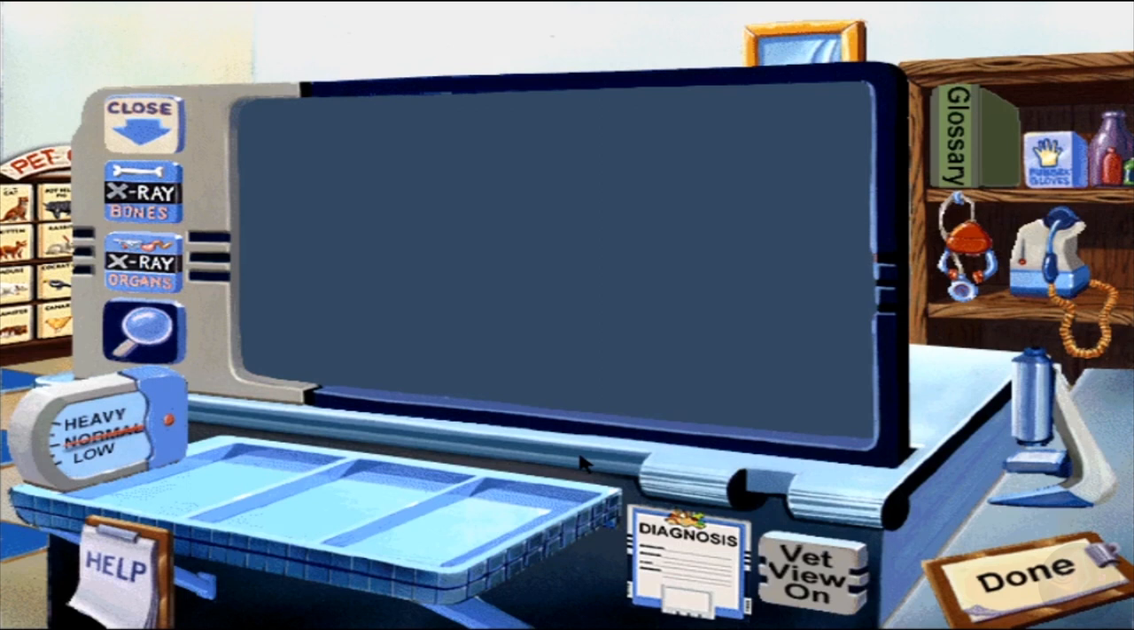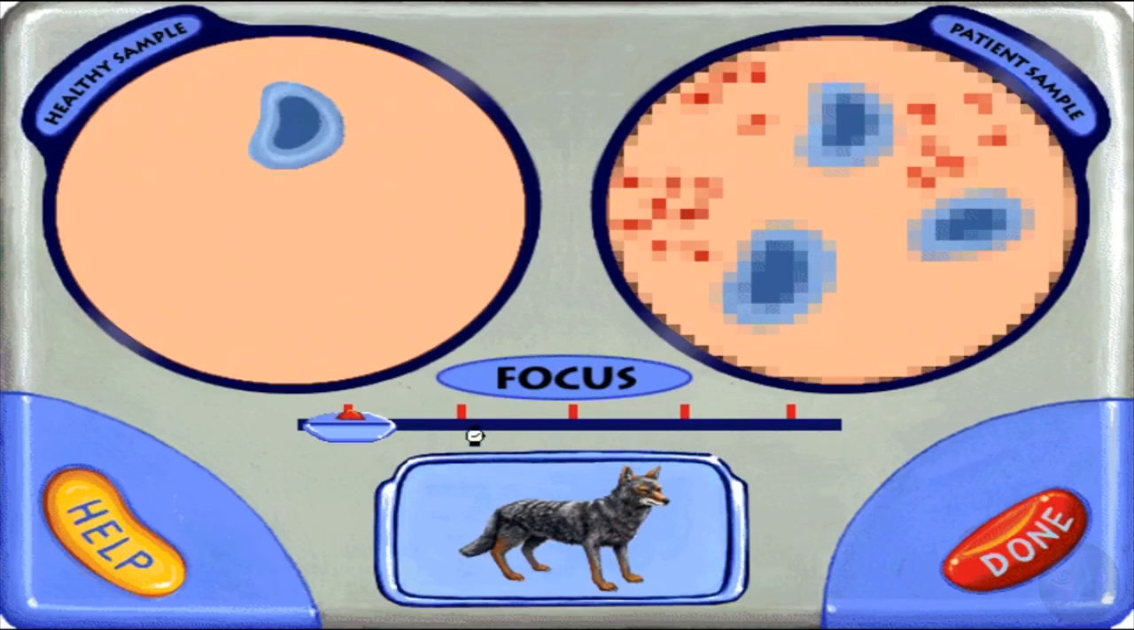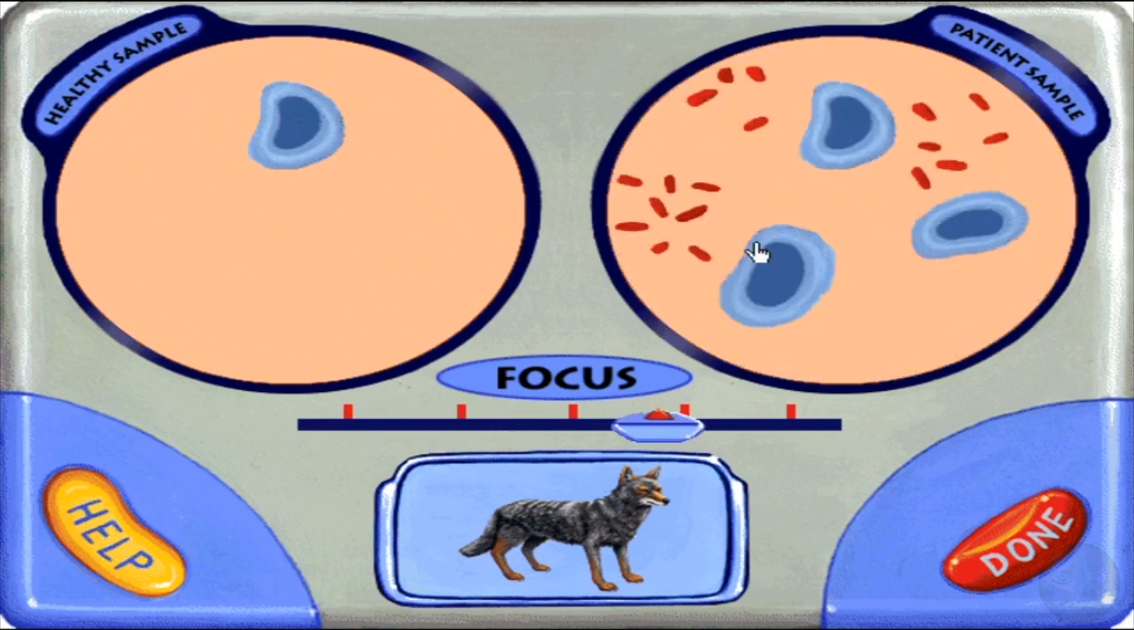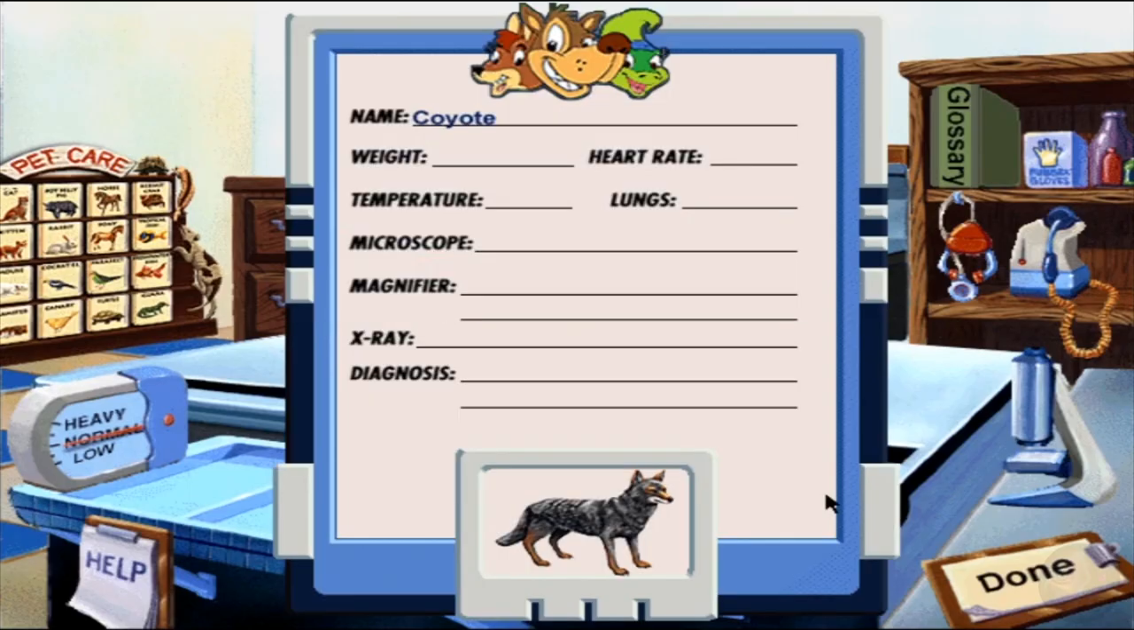Oh, you've brought an animal in for examination. Coyote eye discharge samples. Let's take a look. Oh, a white blood cell. Go ahead and circle the others. Oh, bacteria. Go ahead and circle the others. Good work! This sample contains bacteria and white blood cells. That means infection. Sample reveals eye infection.